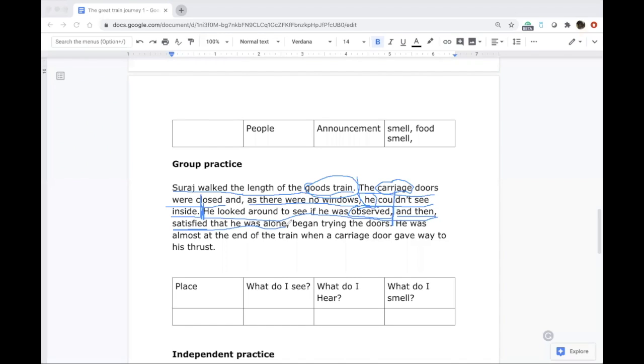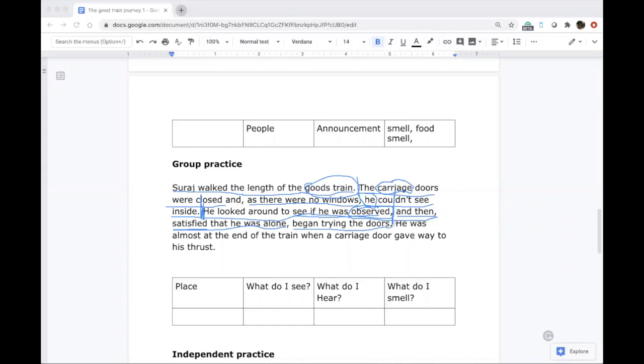Yes, very good. That we read in the previous part of the sentence. He looked around to see if he was observed. He is looking around to see if any other people are watching him. Then he was satisfied that he was alone. Because he looked around, he made sure that no other people are watching him. Now he thinks he is alone. Nobody is seeing him. Then what did he do?